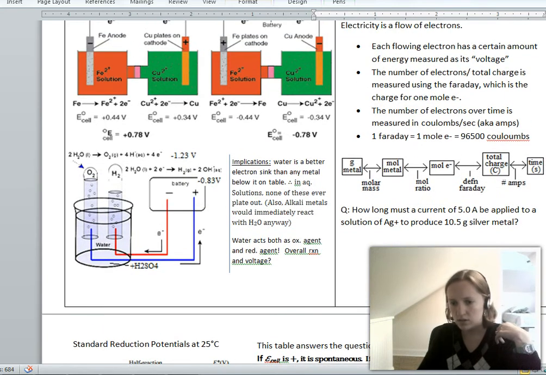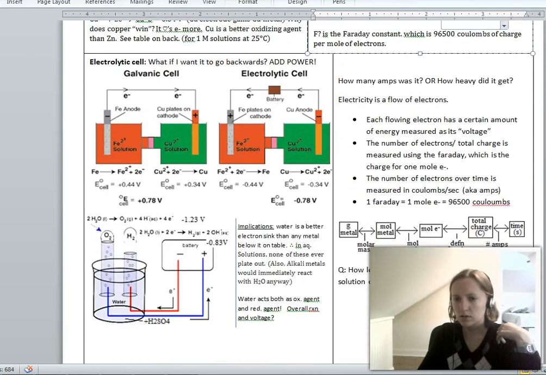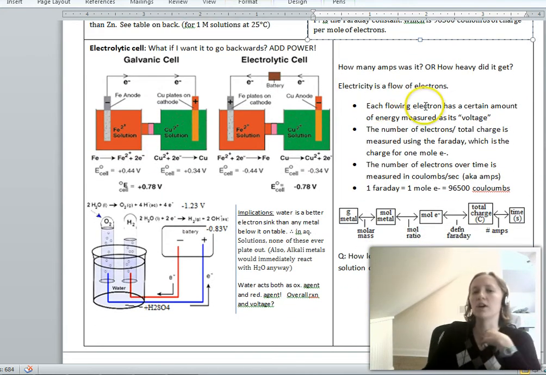All right, and then last on the notes, we've got the stoichiometry type of problem that you might run across. You might run across a problem that says you were running a galvanic cell, or you were running an electrochemical cell, an electrolytic cell.